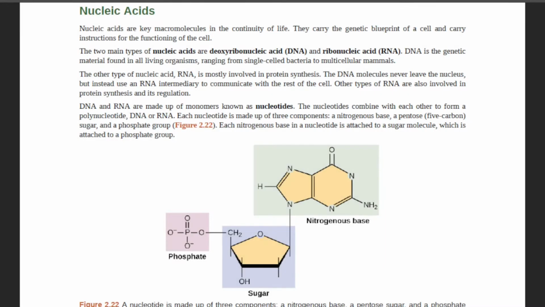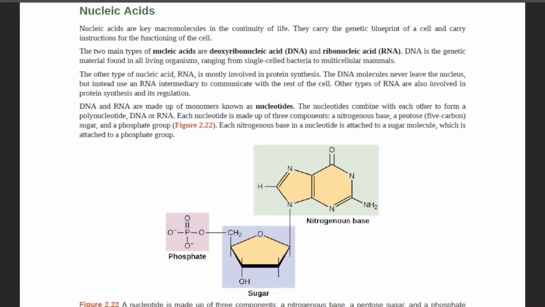Nucleic acids. Nucleic acids are key macromolecules in the continuity of life. They carry the genetic blueprint of a cell and carry instructions for the functioning of the cell. The two main types of nucleic acids are deoxyribonucleic acid, DNA, and ribonucleic acid, RNA.